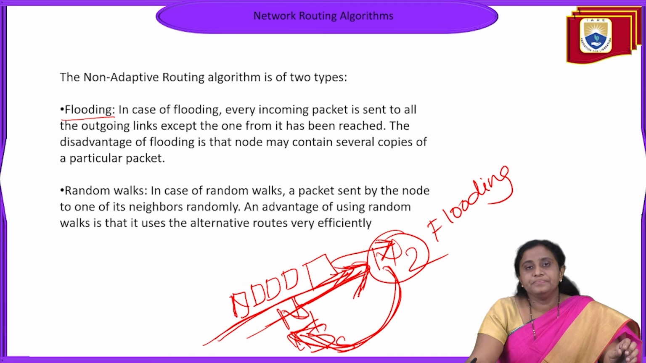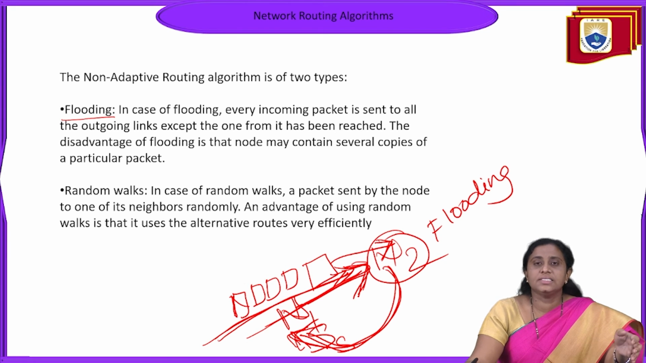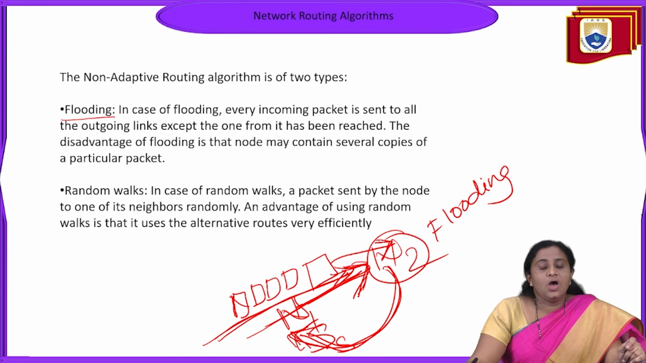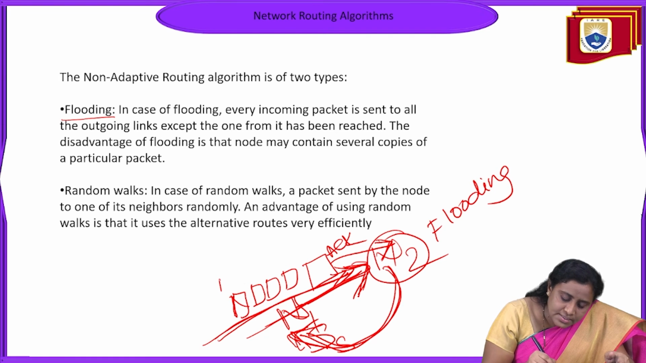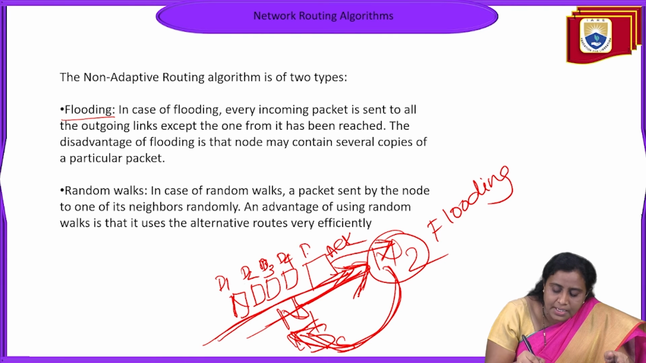In case of flooding, what will happen? What are the conditions? By means of flooding, every incoming packet will need to hold some particular acknowledgement. Suppose this is data packet 1, this is data packet 2, this is data packet 3, this is data packet 4, this is data packet 5.